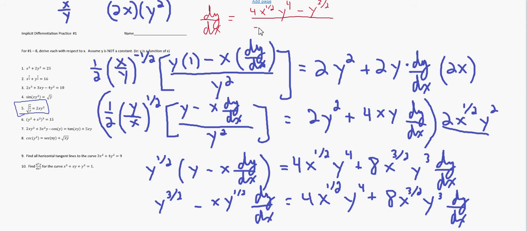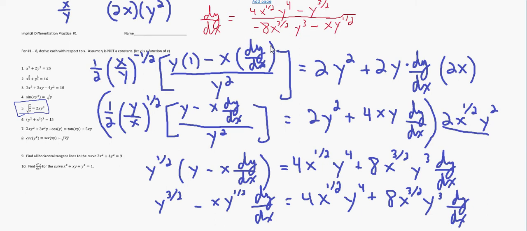So we're going to have, and you can do each step if you want, I'm just trying to save a little bit of time here, 8x to the 3 halves y cubed minus xy to the 1 half. And there you go. That's your answer. It's a big nasty fraction, but that is the derivative.